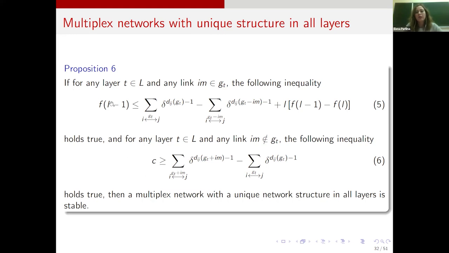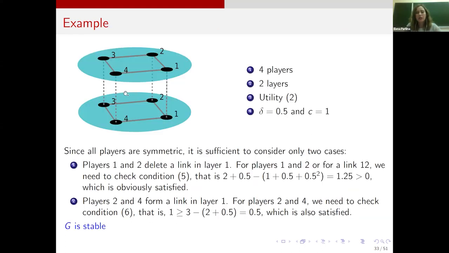If for any layer T and any link IT which exists, the following condition is satisfied, and for any link which doesn't exist in the layer, this condition is satisfied, then the multiplex network with the unique structure in all layers is stable. And these conditions are shown in this very simple example I will show you.